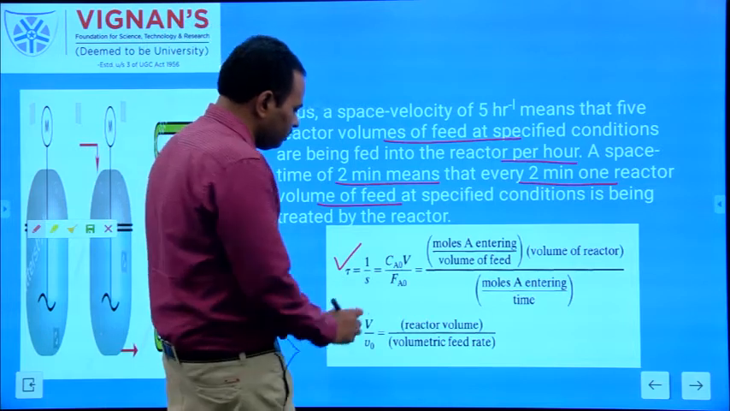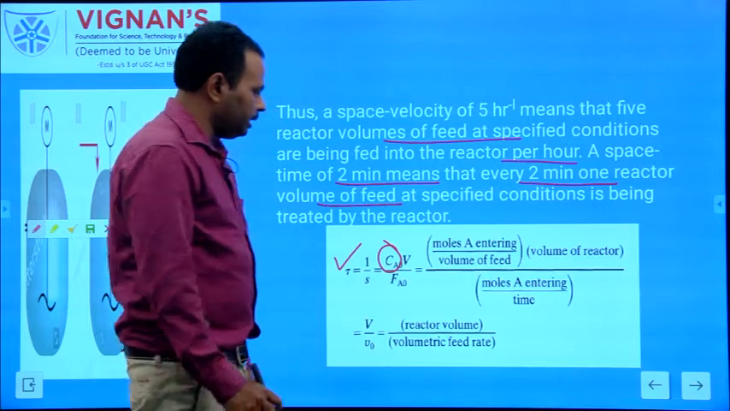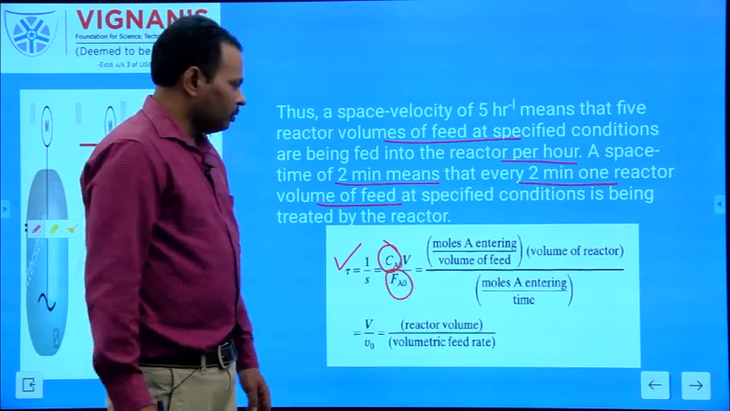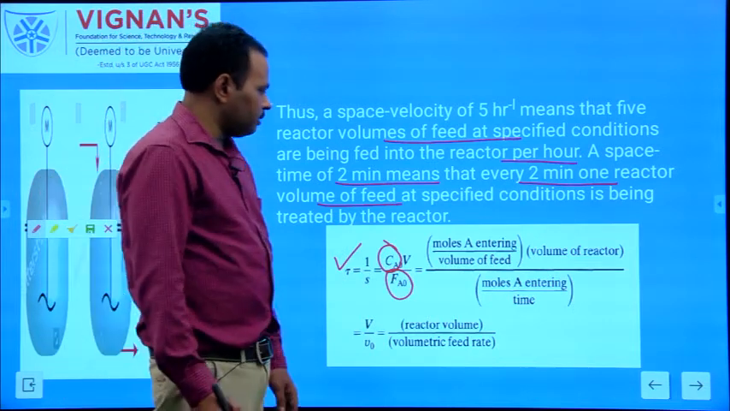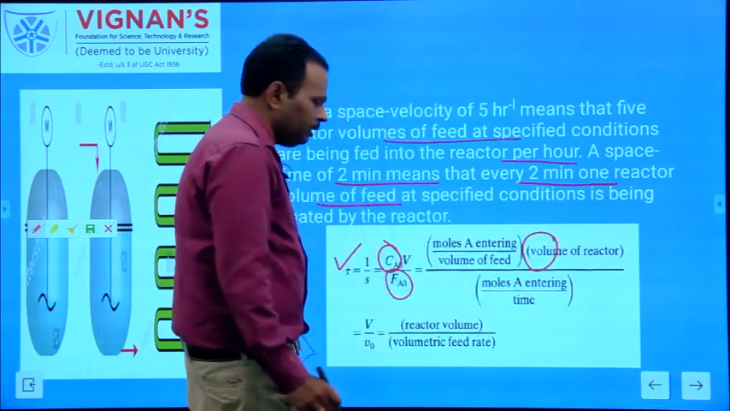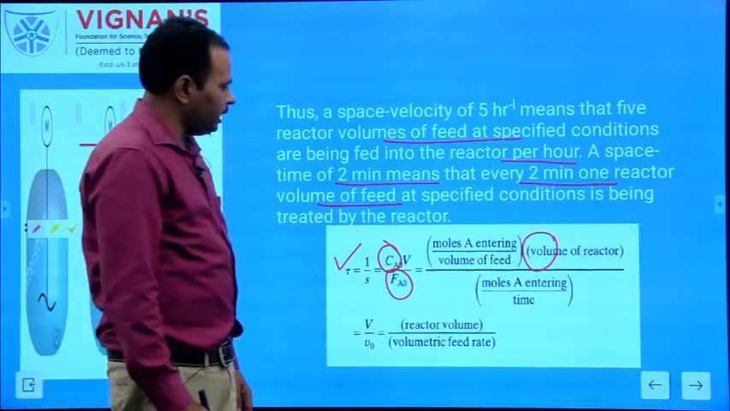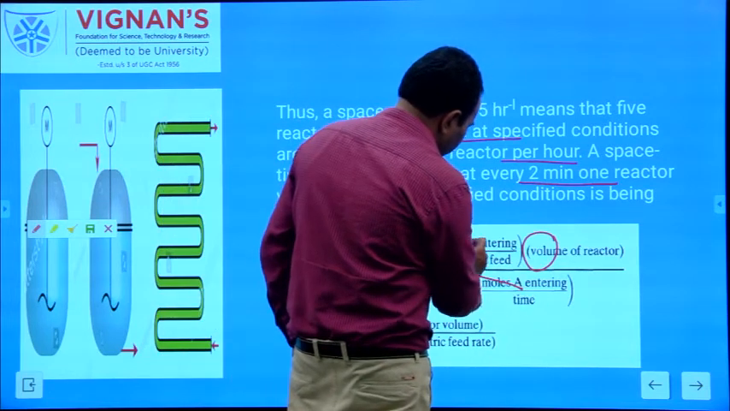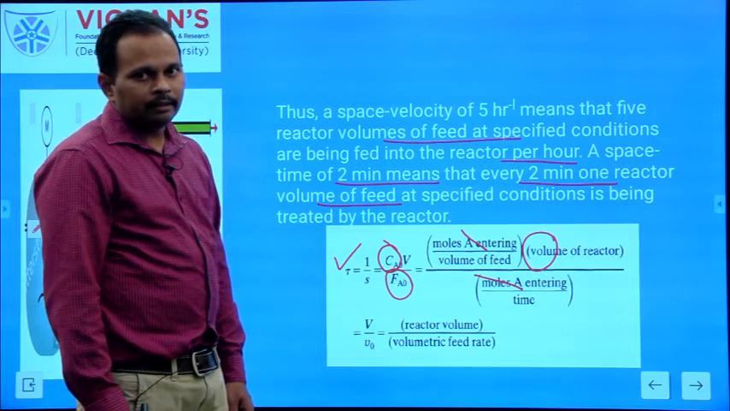Again, tau is equal to CA0, the initial concentration of the reactant A, times the volume of the reactor, divided by FA0. CA0 is the moles of A entering per volume of the feed, that is moles by volume. V is the volume of the reactor. Next, FA0 is the number of moles of A entering the reactor per unit time, that is moles of A entering per time. From this, the moles of A entering get cancelled.